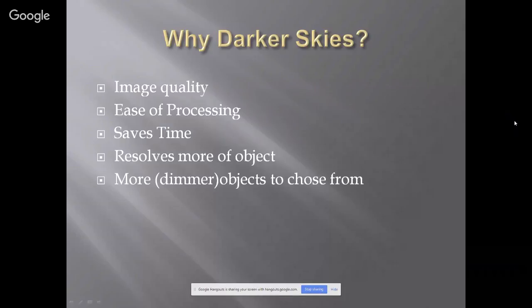And because of that same reason, there are going to be just more objects to choose from, more dimmer objects to choose from. You don't have to cut off your objects at a specific magnitude. If you're used to hitting galaxies that are, say, a 9 magnitude and say, okay, I know at an 8 or a 9, I can resolve them. I might not be able to make them beautiful, but I can resolve them from my red zone. Well, from darker skies, you might be able to go to further objects, resolve them, and possibly show off more of them.